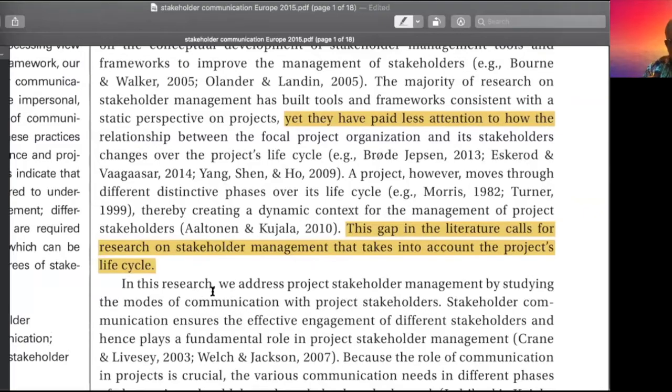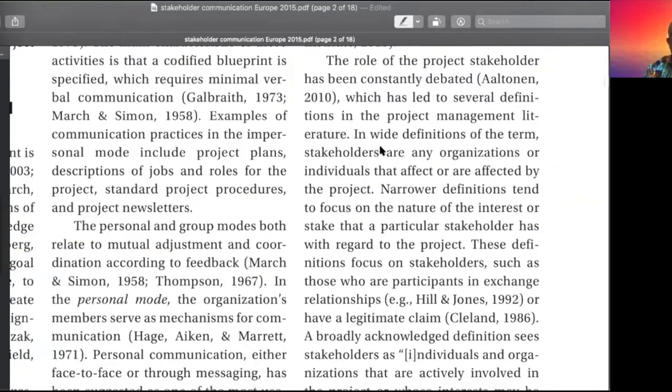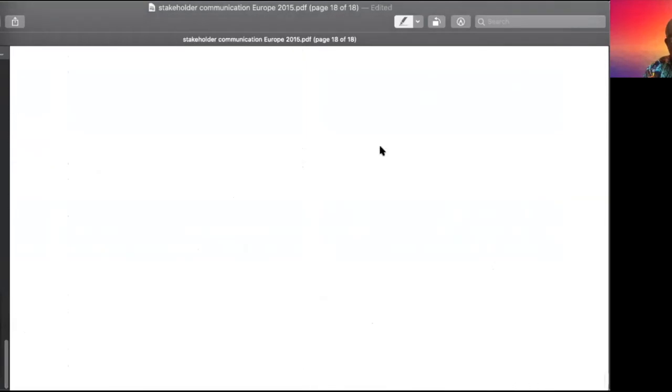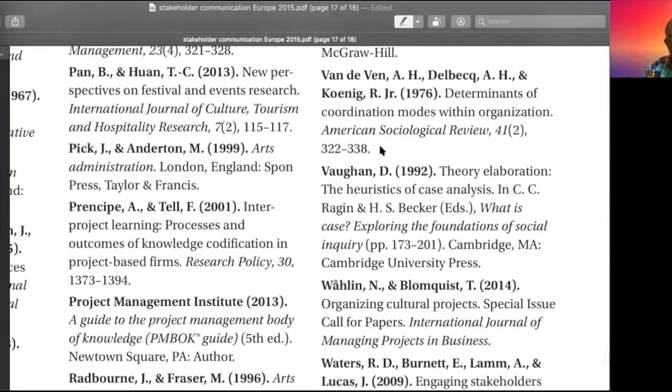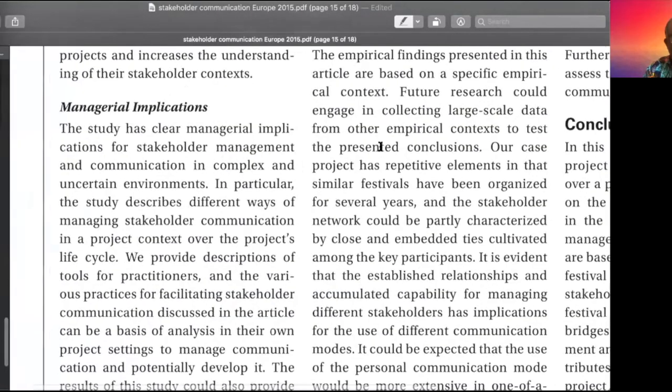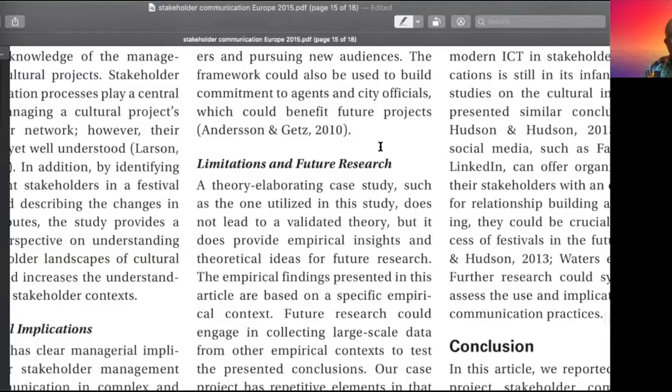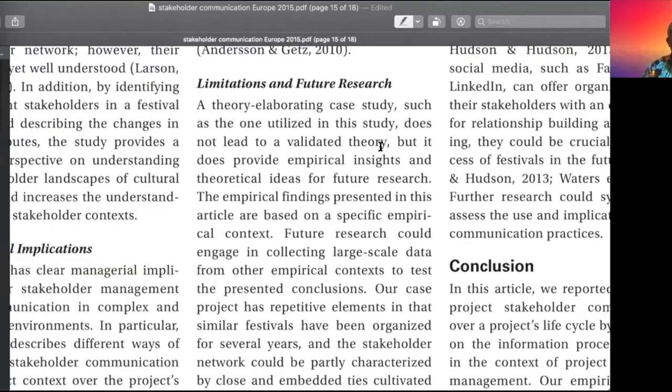The purpose of the research that he has mentioned here, we address project management by studying the modes of communication with project stakeholders, is based on the gap that he has emphasized here. The gaps that he has emphasized here. Now let me just scroll down and go again to the conclusion of the work and see that, okay. Now he has a whole section called limitations and future research.